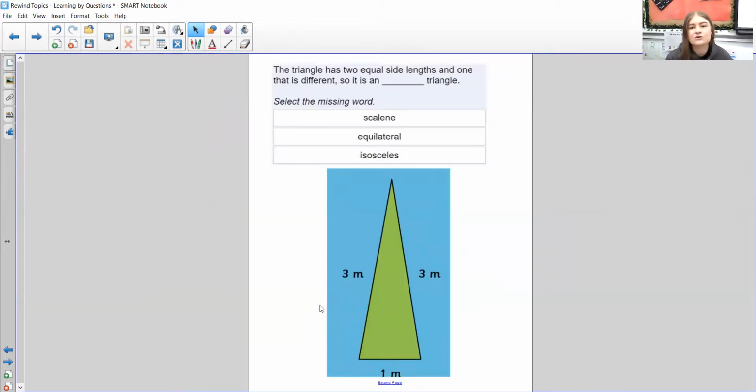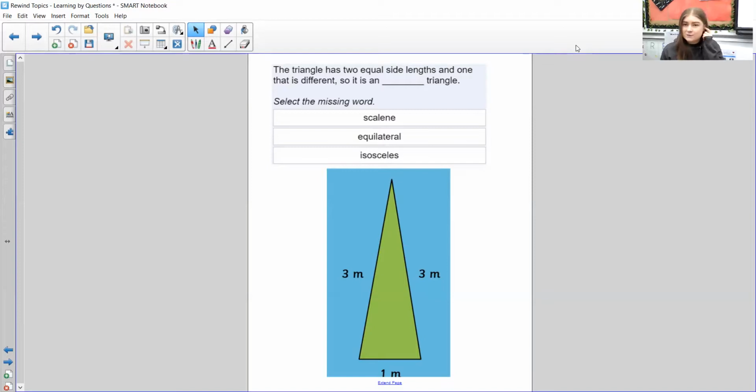This triangle has 2 equal sides and 1 different side. So that makes it what kind of triangle? I want you to pause and have a think. Hopefully you recognise that this is not an equilateral because it's not all equal. It is an isosceles triangle. And the reason I know it's an isosceles triangle, this is my thinking, is that a scalene triangle has nothing the same, but this has 2 the same.